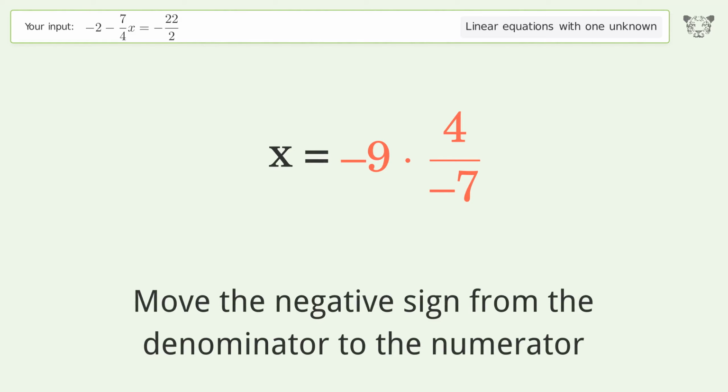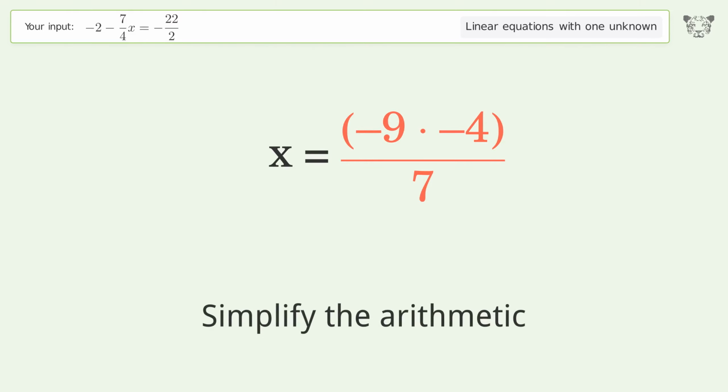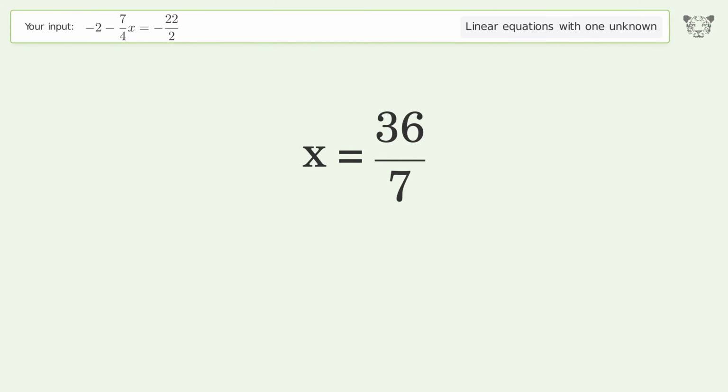Move the negative sign from the denominator to the numerator. Multiply the fractions. Simplify the arithmetic. And so the final result is x equals 36/7.